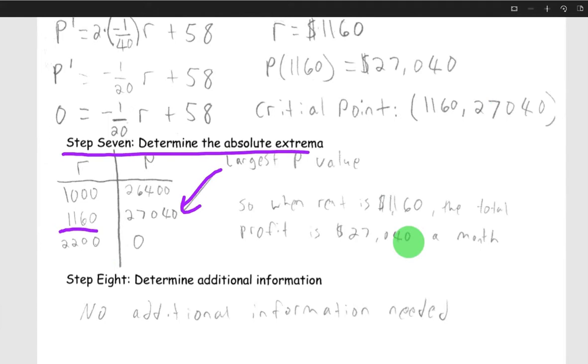And that's it for step 7. We are almost done with optimization. If you have any other questions about this step, let me know.